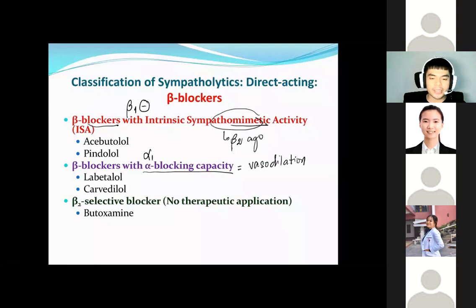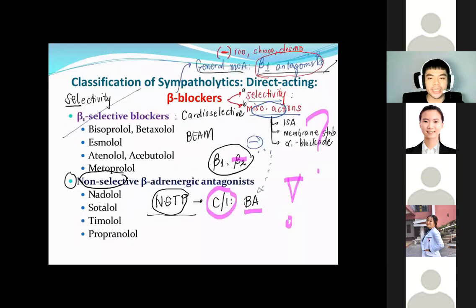Okay, next, paki-edit yung pangatlo, which is butoxamine. This is under based on selectivity. So pakilipat na lang siya sa previous slide. Okay? Ang idagdag natin dito, number 3, nagets ba yung instruction? Yes po. Okay. So number 3, everyone, meron pa tayong natitira that is membrane stabilizing.